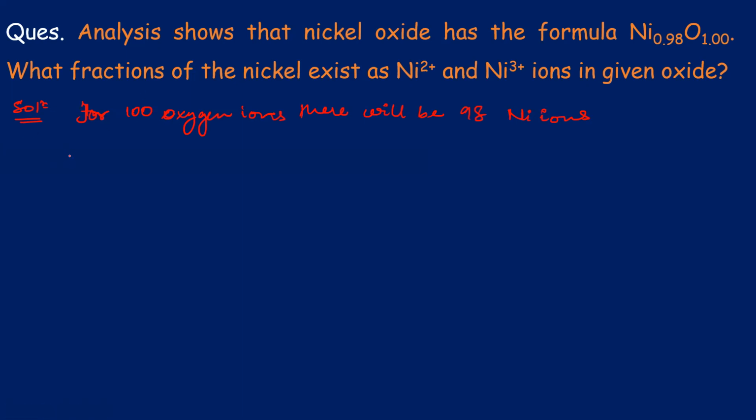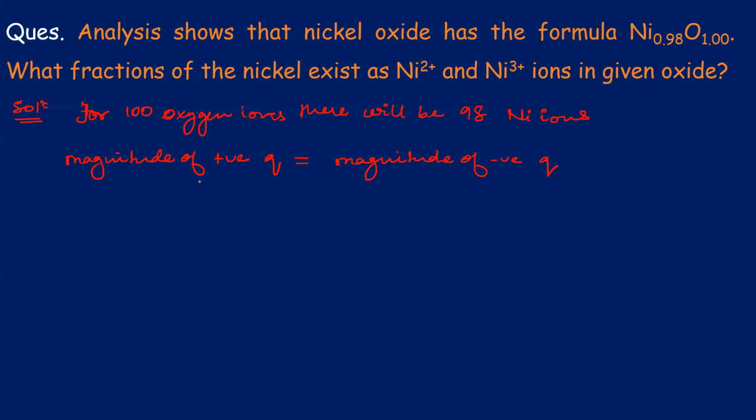But still, the magnitude of positive charge should be equal to the magnitude of negative charge. Why? Because it is not giving me any charge here. This is neutral, right? We don't have any charge in this particular solid, in this particular compound. That is why the magnitude of positive charge should be equal to the magnitude of negative charge. Is that correct? Yes or no? Please tell me. Yes, sir.